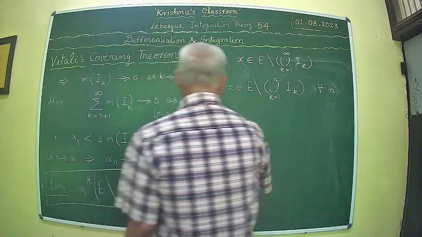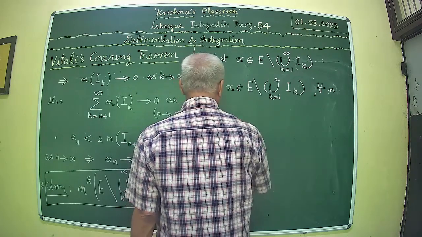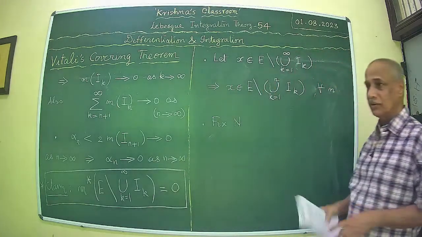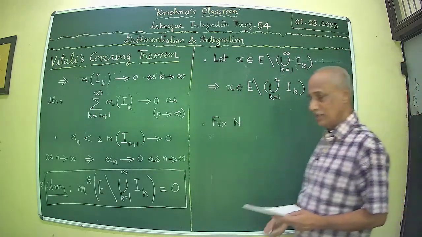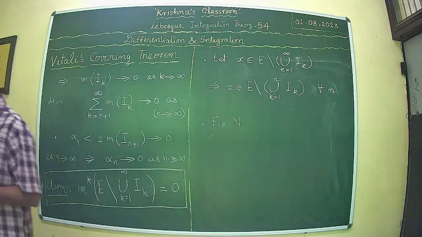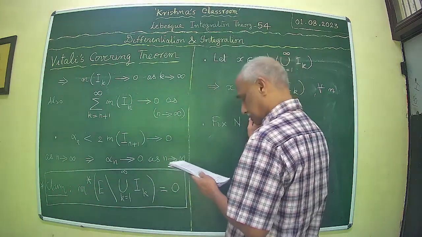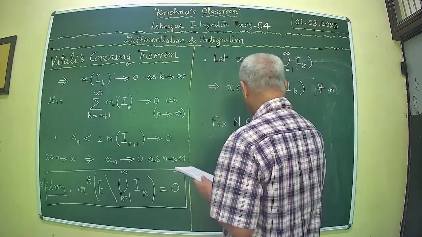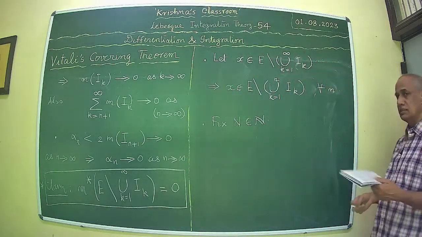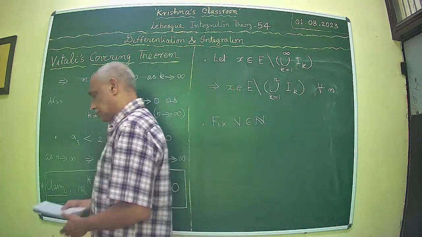Now what one does is fix n. Now we want to look at the status of this particular x, the x's that are missing finally in this collection, and see what happens. Fix n belonging to... choose n as a fixed natural number.